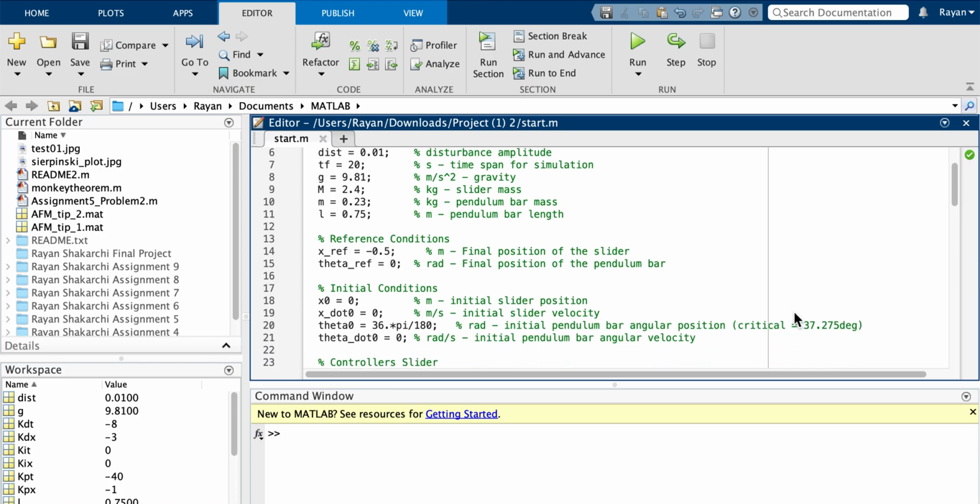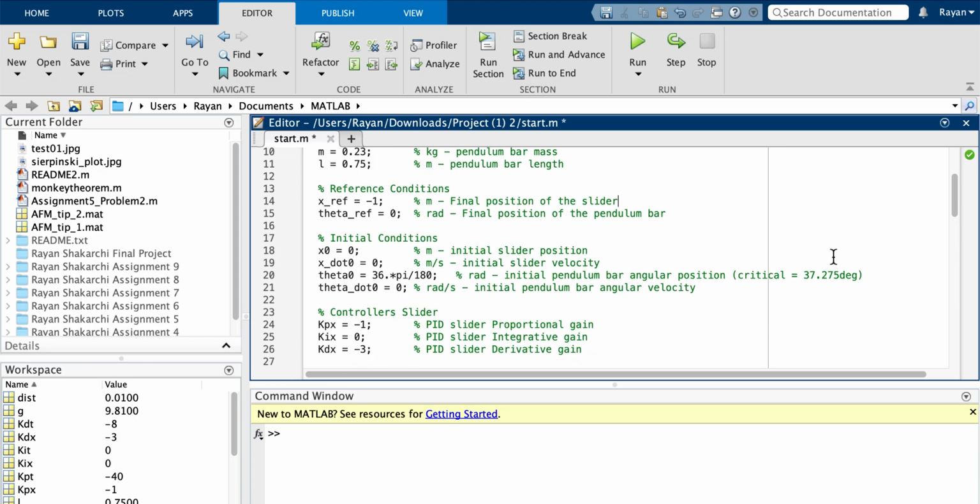So here, for instance, we start off with the reference conditions. We are asked the final position of the slider. This is the position at which the pendulum and the pendulum slider will try to approach to find the equilibrium point. Here we have it set at minus 0.5. When we run the simulation, this means that the slider will try to find equilibrium at minus 0.5. However, we can very easily set it to minus 1, for instance, and now the pendulum will try to find equilibrium at this minus 1 location.